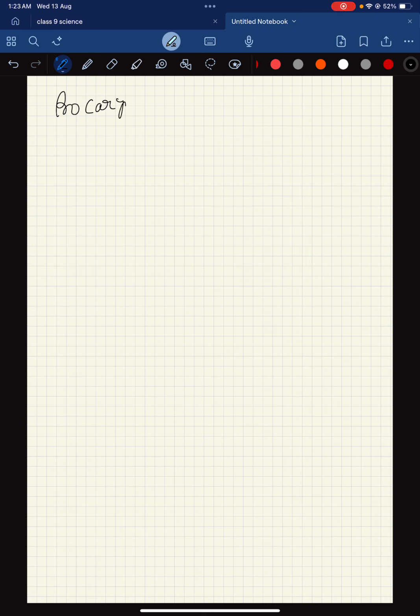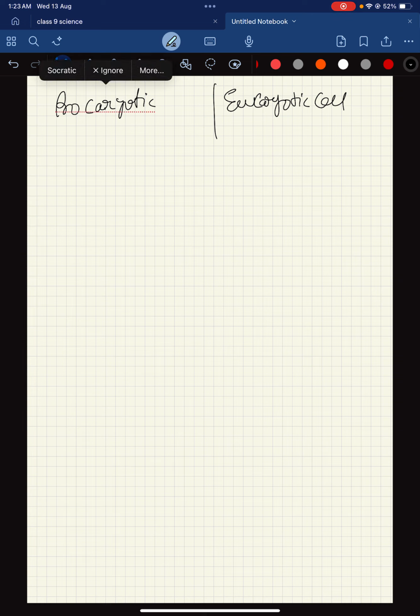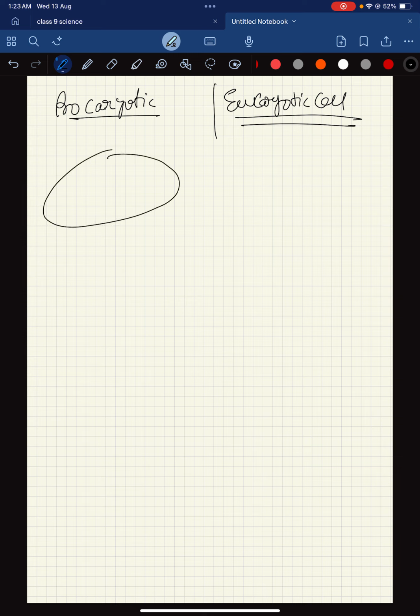Prokaryotic and eukaryotic. Prokaryotic cell and eukaryotic cell. The eukaryotic cell has a double layered nucleus. In prokaryotic cells, there is no such nucleus, only chromatin is present in a condensed matter. Not a single layer is present outside this.